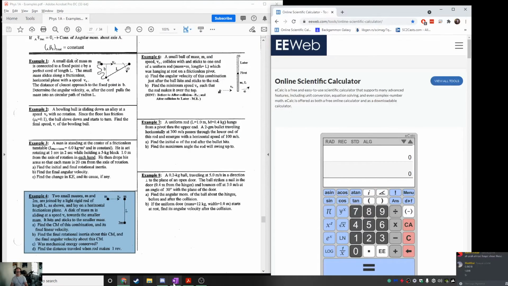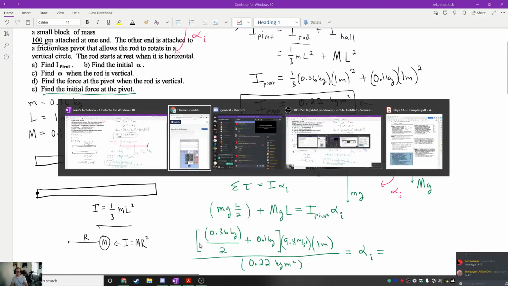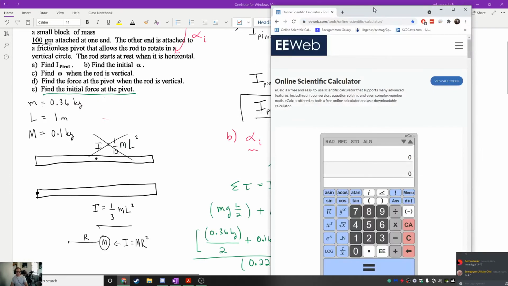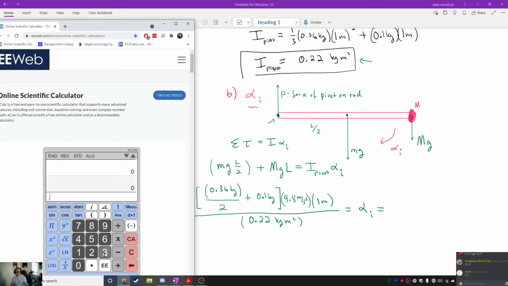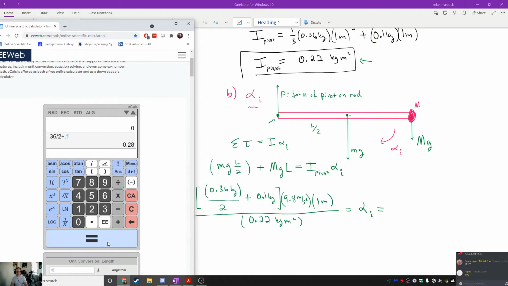There's no way to keep this in full screen mode and use the calculators there. That's too bad. We'll just do it like this then. Okay, so that times 9.8 divided by 0.22. Yeah, I got 12.47. Yeah, that sounds better. Okay, so this answer is 12.5, we'll say.